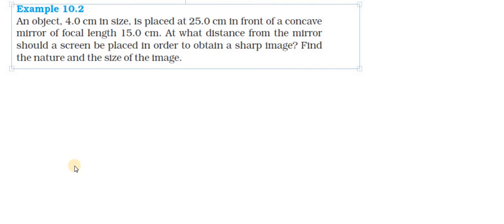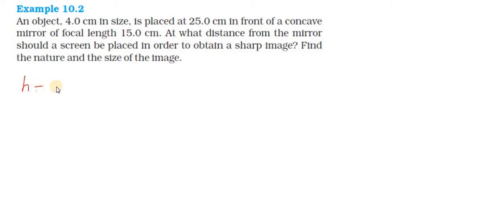Here an object 4 centimeter in size. The size of the object is given. You should recall the terminologies: u, v, f, r, h, h dash. The object size is nothing but the height of the object, that is h. So h is given, h is equal to 4 centimeter.